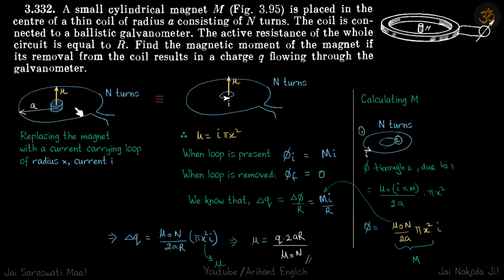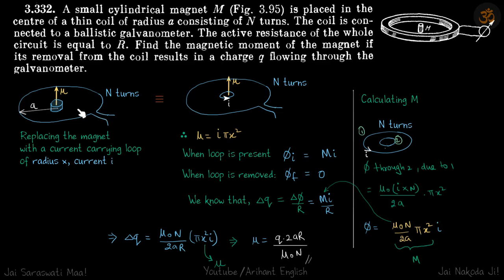So in this question, we are given a small magnet and let us say its magnetic moment is mu. It is kept at the center of a loop whose radius is a and it has n turns. Now it is given that when the magnet is removed, the charge q flows through the coil. So there is a galvanometer attached here like this. So the charge that flows through this coil is q.